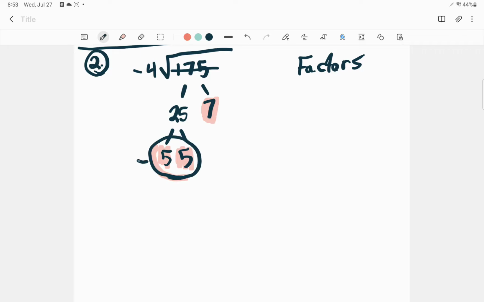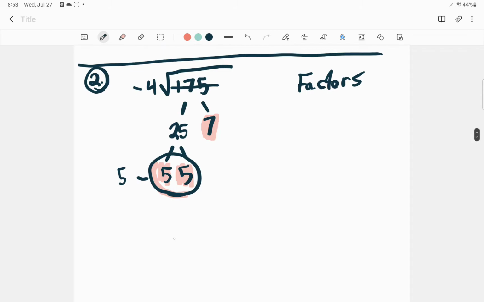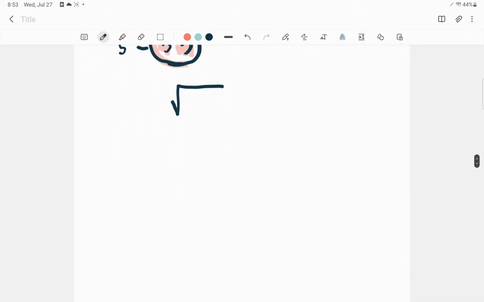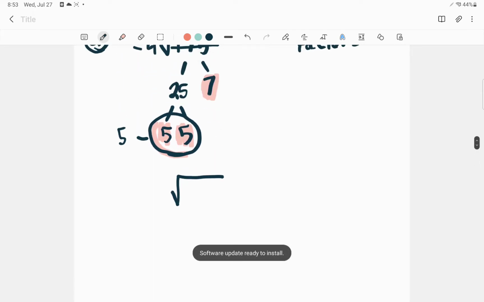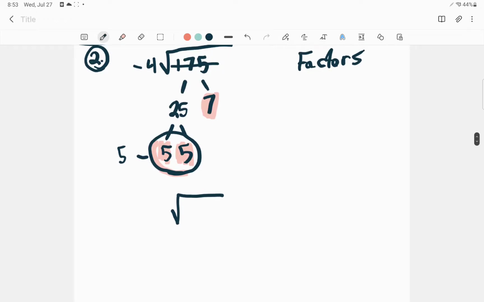I'm going to do a little arrow, and I'm going to put a 5. What that stands for is that I can only take out one of the 5s. So I'm going to rewrite my square root. What did I say that we're going to do to any number that's outside of the square root? We're going to multiply. So over here, because we already have a -4 outside, we're going to multiply that -4 by the 5 that we're taking out.